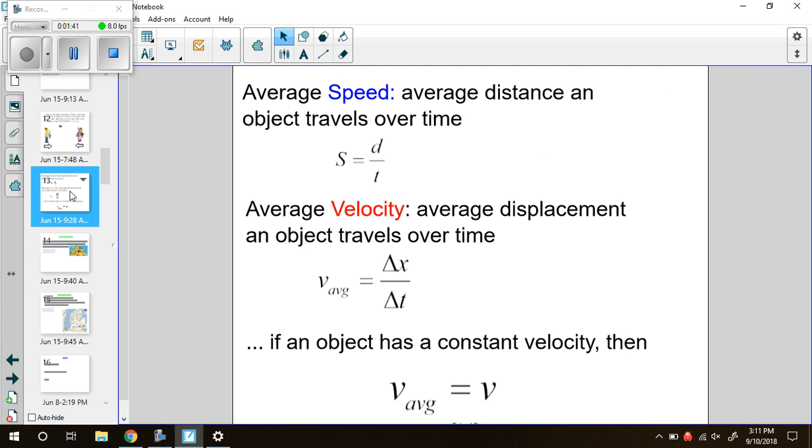All right, average speed. The formula for average speed here is the distance over time. Average velocity is going to be the change in position over time. And as long as that velocity remains constant, which it will in this section, then your average velocity will equal your velocity. It does change later on when we start dealing with acceleration, but right now everything is constant, everything is steady, so no need to worry.